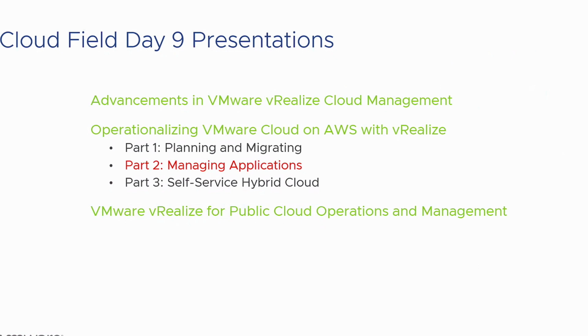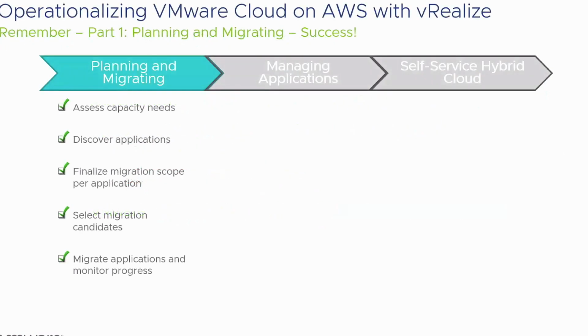Like I said, part 1 was migration and planning. Part 2 is about managing the applications themselves. Again, a reminder on part 1, these are the pieces we covered: looking at our capacity, defining the applications, migrating them, and monitoring the network during the migration. So that's the important part from part 1.